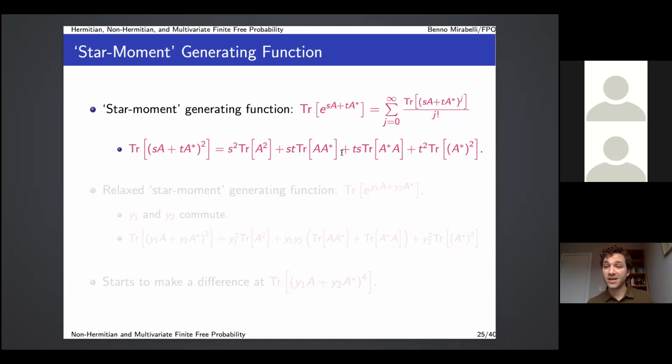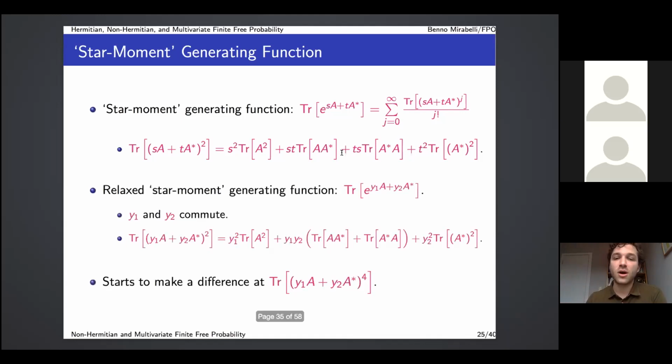So in the single variate case, we were studying the moment generating function, which was the coefficients of a single variate formal power series. And now we have coefficients of a non-commuting multivariate formal power series. So this is a much more complicated object. So we thought, okay, can we still get mileage out of just studying what I call the relaxed star moment generating function? Here I still have A and A star, but now instead of S and T, which don't commute, I put in the variables Y1 and Y2, which do commute.